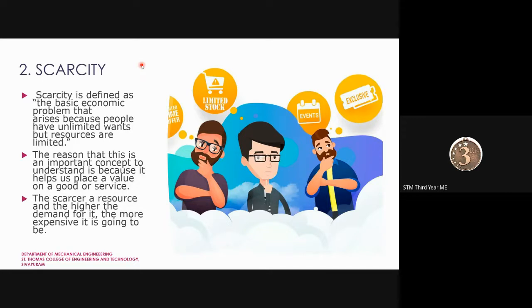So under scarcity, you have only limited resources, and you can't meet up with or keep up with the demand that is occurring.